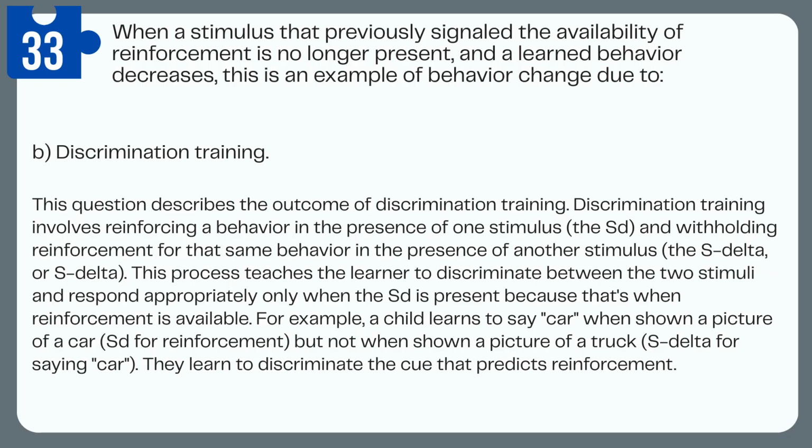For example, a child learns to say car when shown a picture of a car, the SD for reinforcement, but not when shown a picture of a truck, the S delta for saying car. They learn to discriminate the cue that predicts reinforcement.